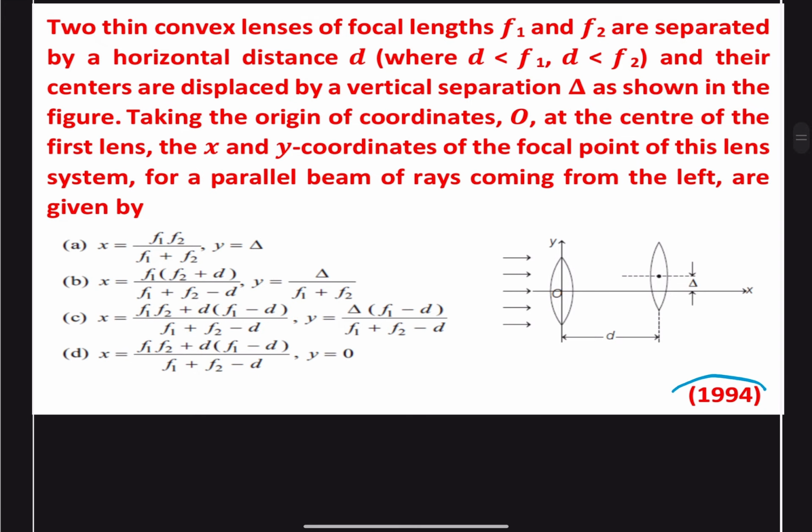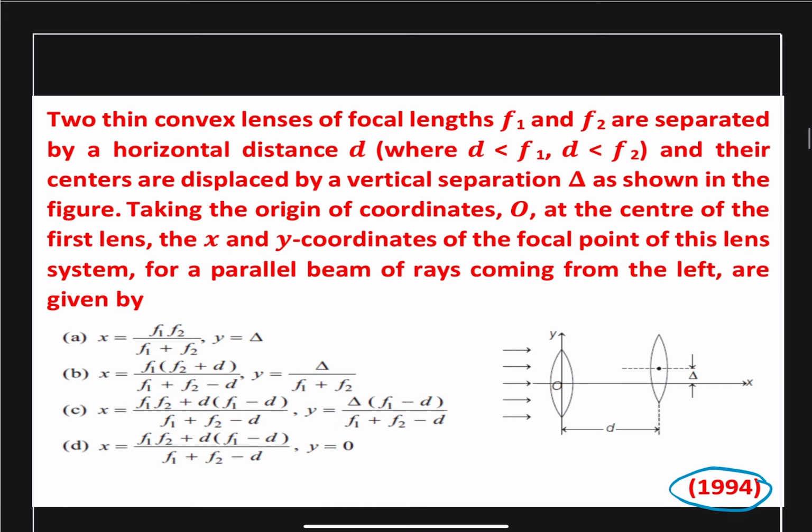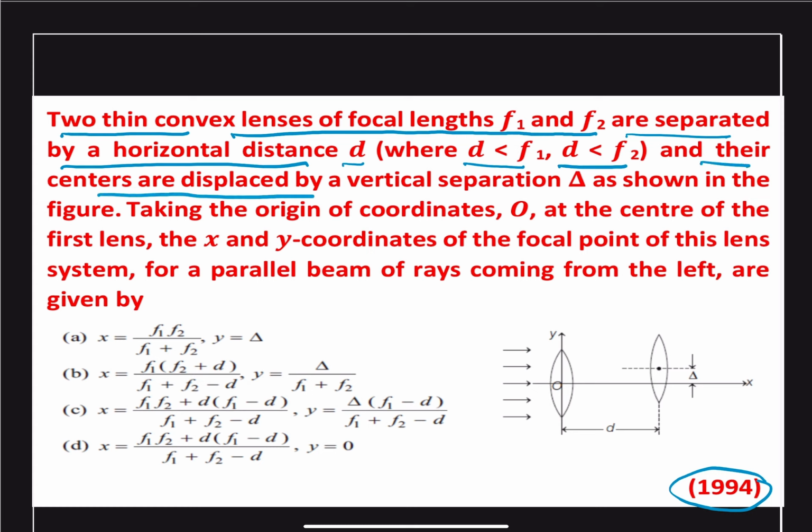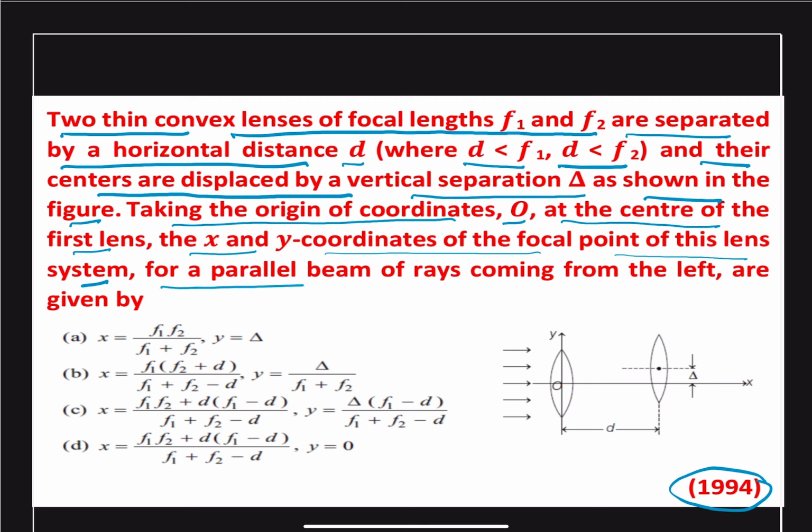It was asked in the year 1994 and it states that two thin convex lenses of focal length f1 and f2 are separated by a horizontal distance d, where d is less than f1 and also less than f2, and their centers are displaced by a vertical displacement delta as shown in the figure. Taking the origin of the coordinate O at the center of the first lens, x and y coordinates of the focal point of this lens system for a parallel beam of rays coming from left are given by.